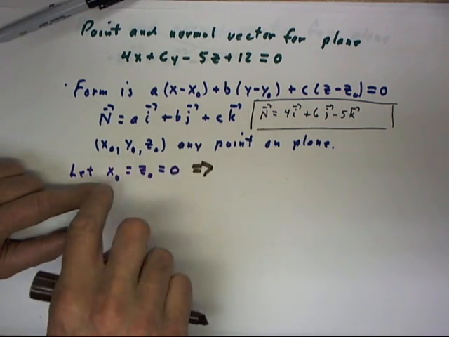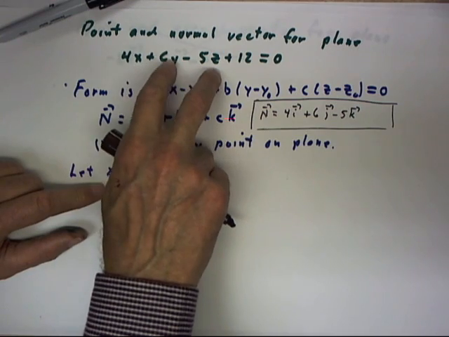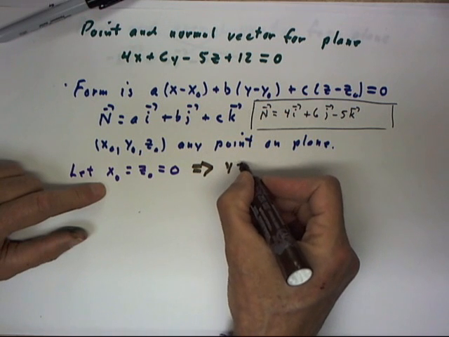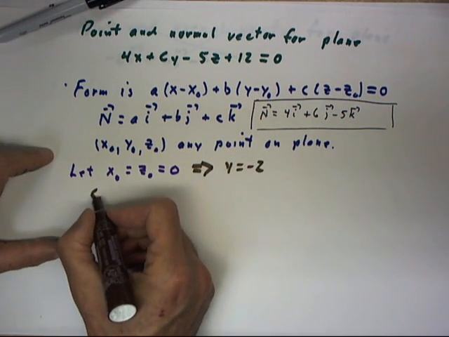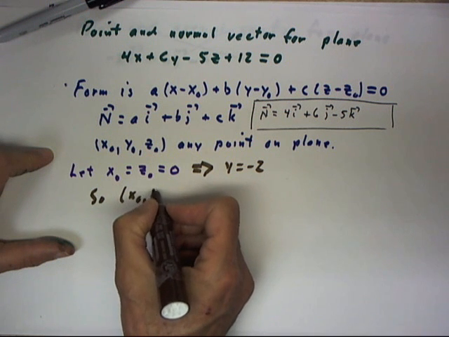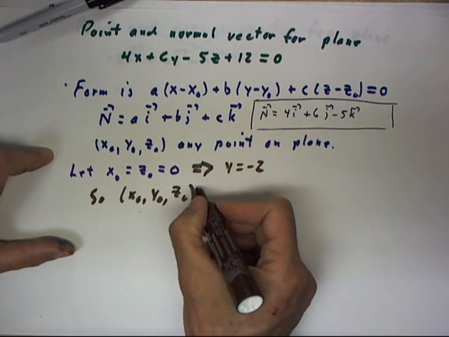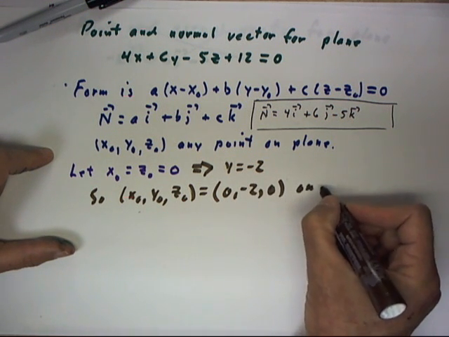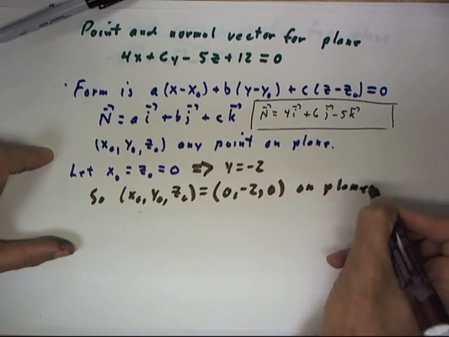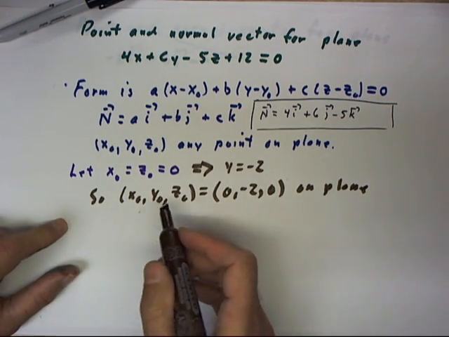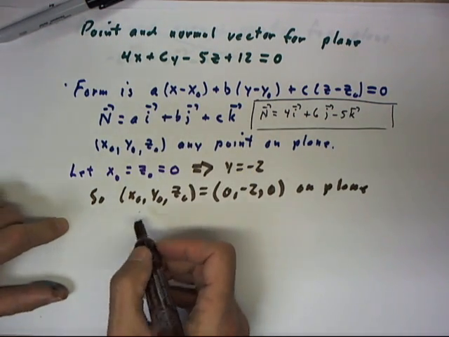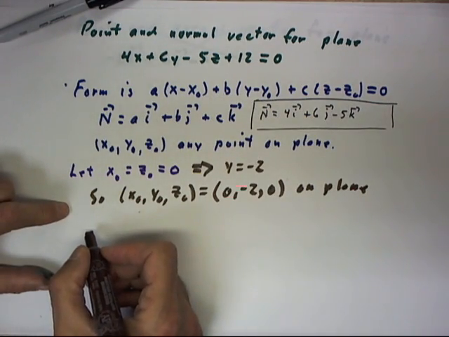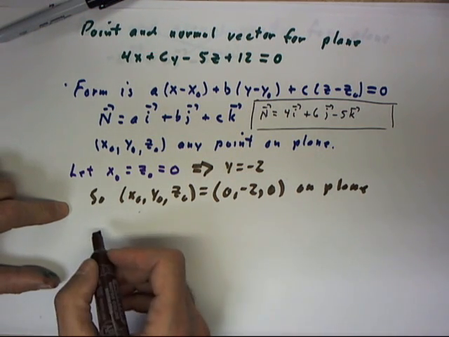Not going to go through the details, just saying that if we let x and z be 0, then we have 6y plus 12 equals 0, giving us y equals negative 2. So the point x naught, y naught, z naught equals 0, negative 2, 0 is on the plane. And we can then, let's go ahead and just use this form, although I do recommend drawing it out as we've done in previous discussions.